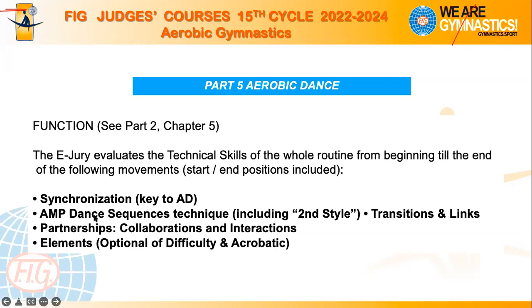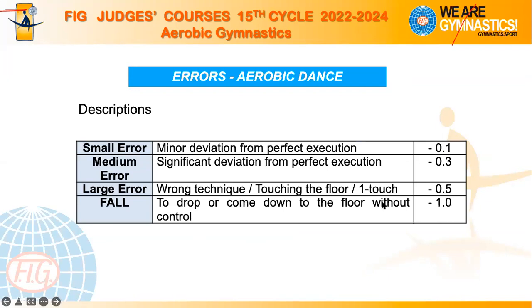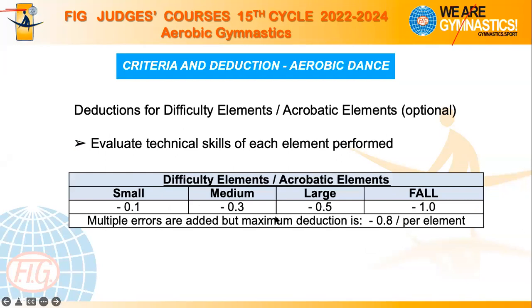But AMP dance sequence is a little bit different from aerobic gymnastics sequences. How do you apply? 0.1 small, 0.3 medium, and 0.5 large, and a fall is 1 point. Okay? And you deduct difficulty elements or acrobatic elements if included, because it's optional. And if they do, you check that element as 0.1, 0.3, 0.5, or 0.4. But for multiple errors, you give 0.8 maximum.